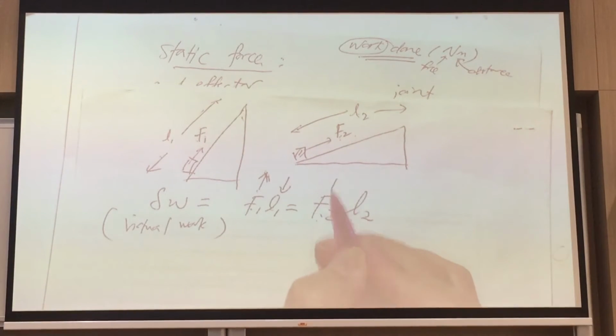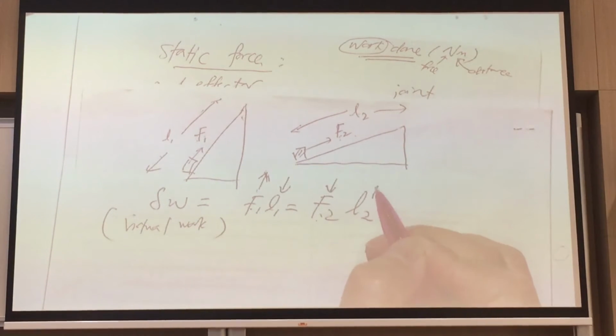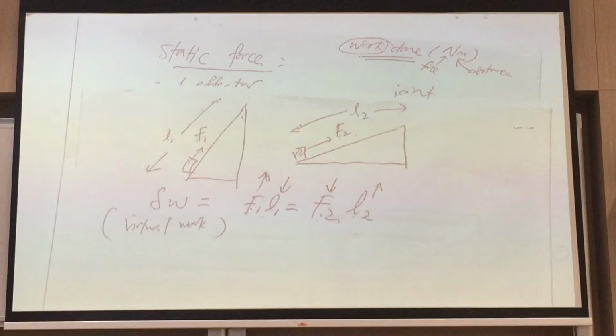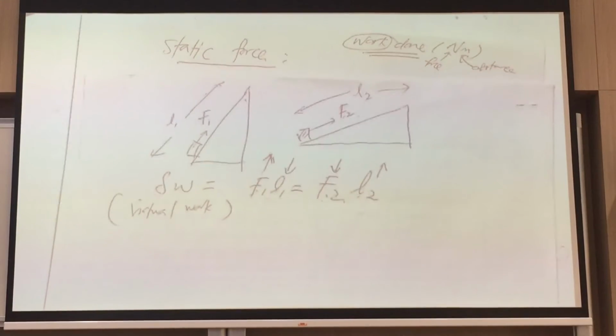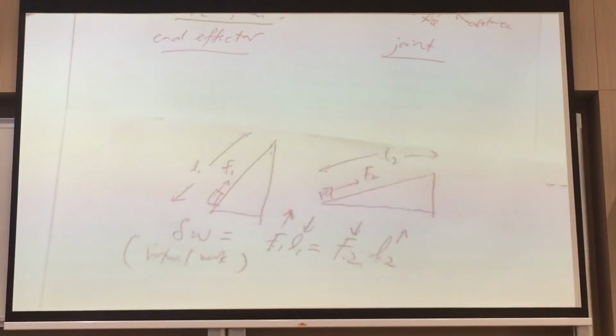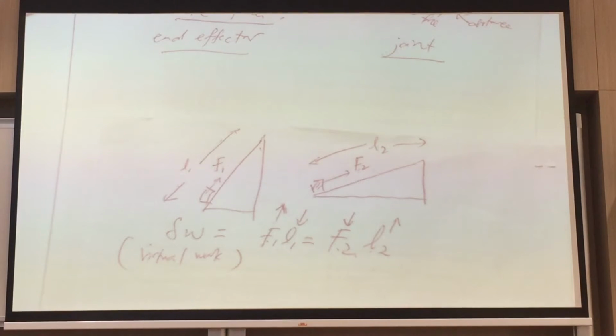When you require lesser force, the distance will be higher. But the net effect of the work is still the same. This concept is called virtual work. So we are going to apply this concept to the end effector and the joint. We are going to relate the joint and the end effector.